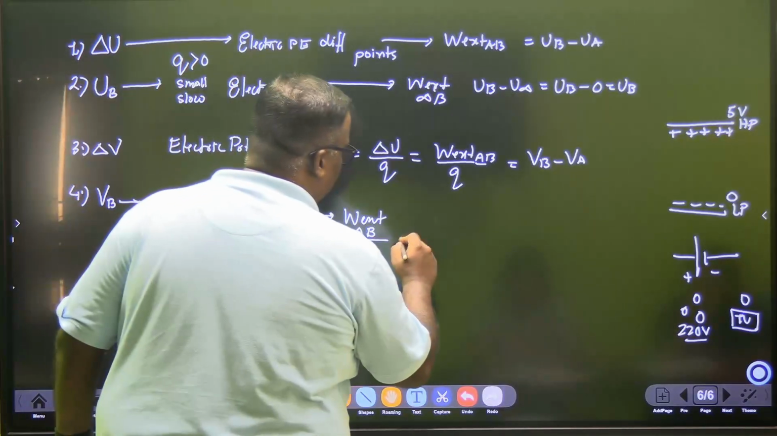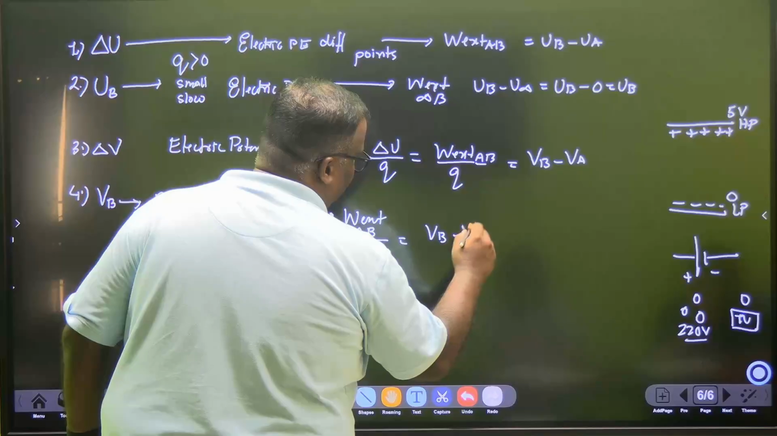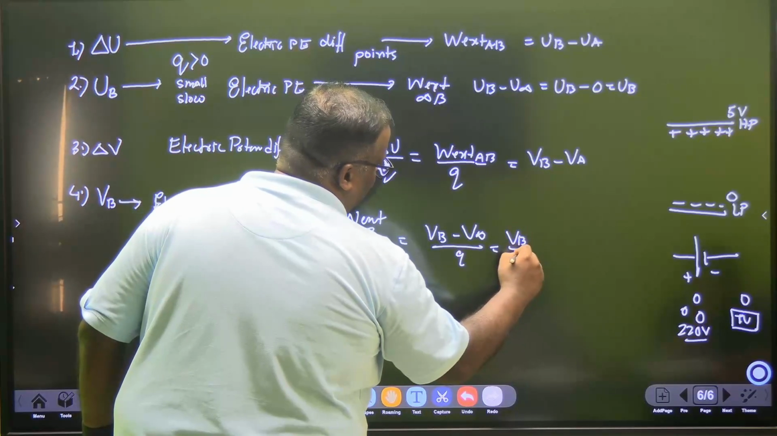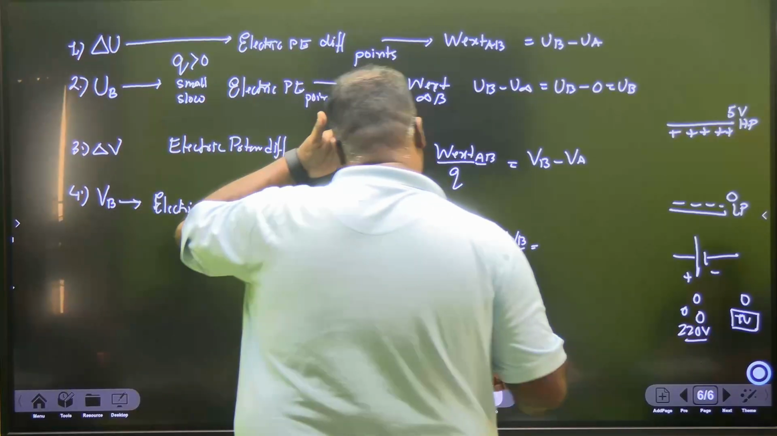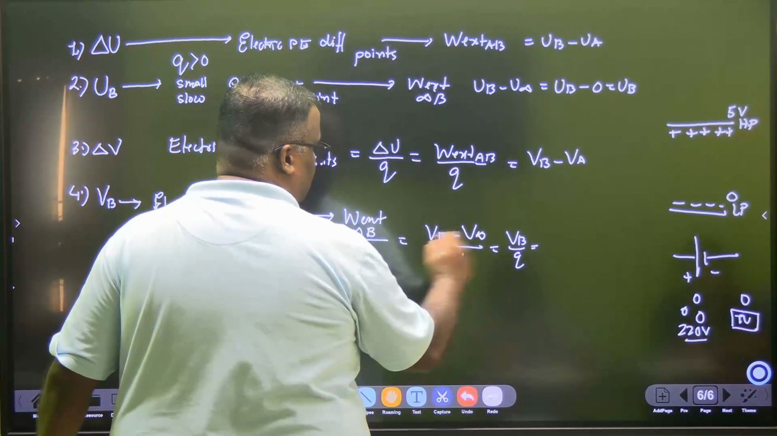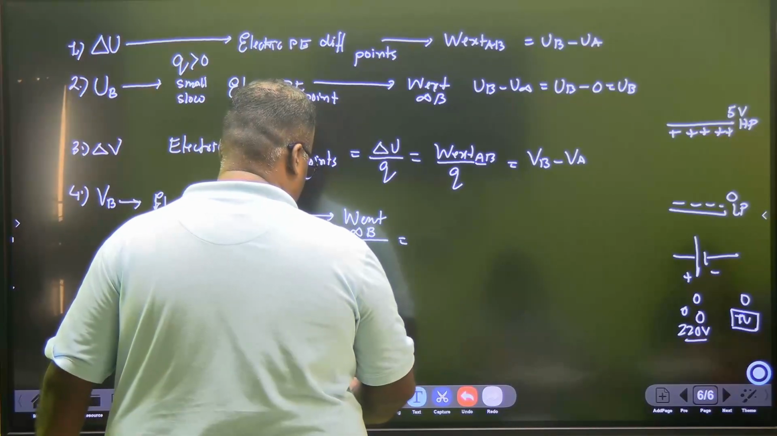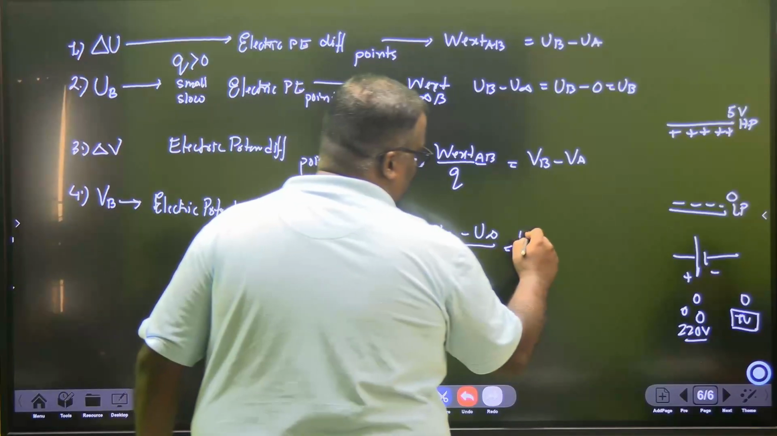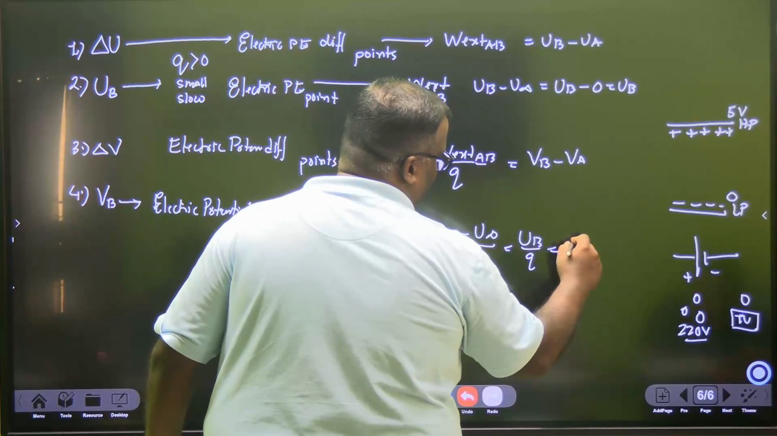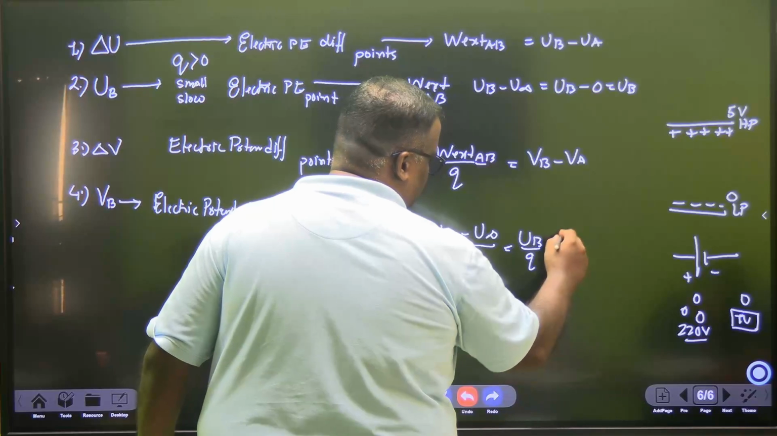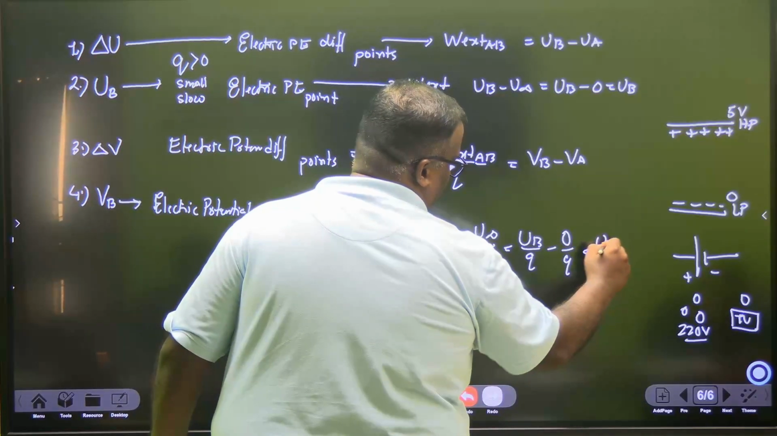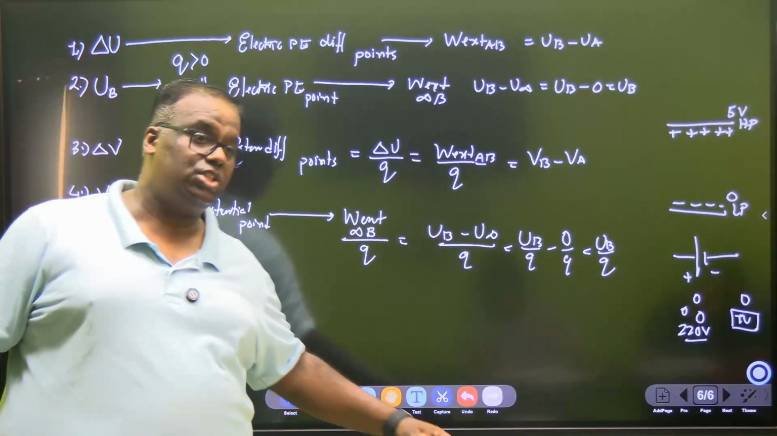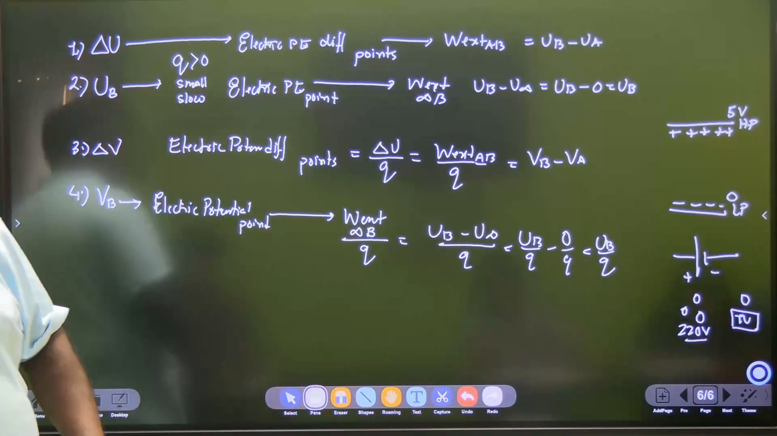So this becomes VB minus V infinity divided by Q, sorry, UB minus U infinity by Q, which is equal to UB by Q, which is equal to UB by Q minus 0 by Q, which is equal to V. When you strip out the charge from the potential energy, you get the potential, right?